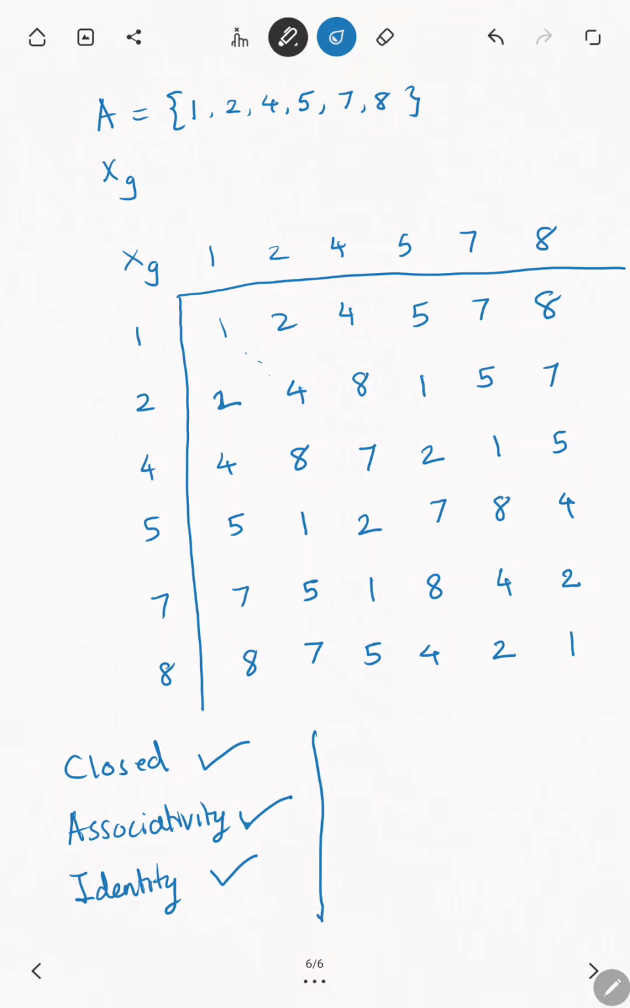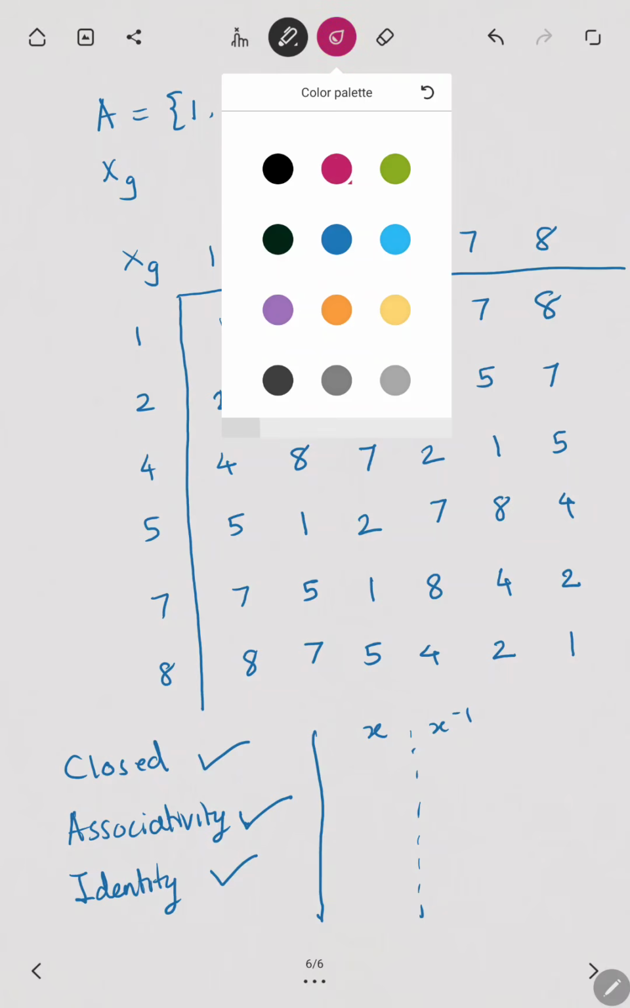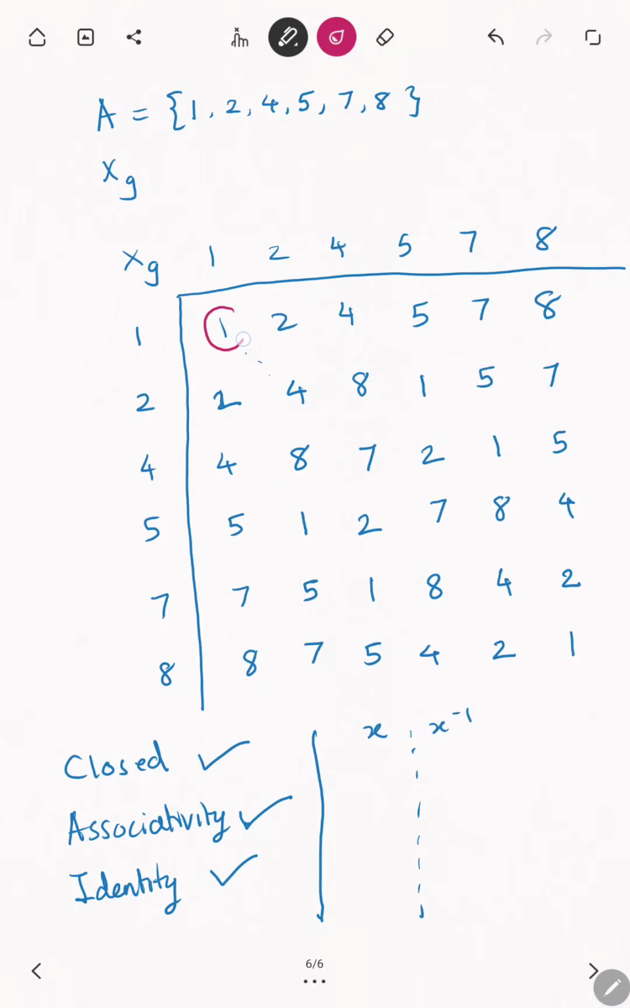Now inverse is interesting. For inverse, we'll have to find the inverse of each, right? So we'll say x and x inverse. We'll try to make a table sort of a thing. Okay, so now for 1, where is the identity in each row? So here we have identity. So for 1, the inverse is 1. For 2, there is 1 over here. So for 2, the inverse is 5. For 4, the inverse is 7 because 1 is in the column of 7.